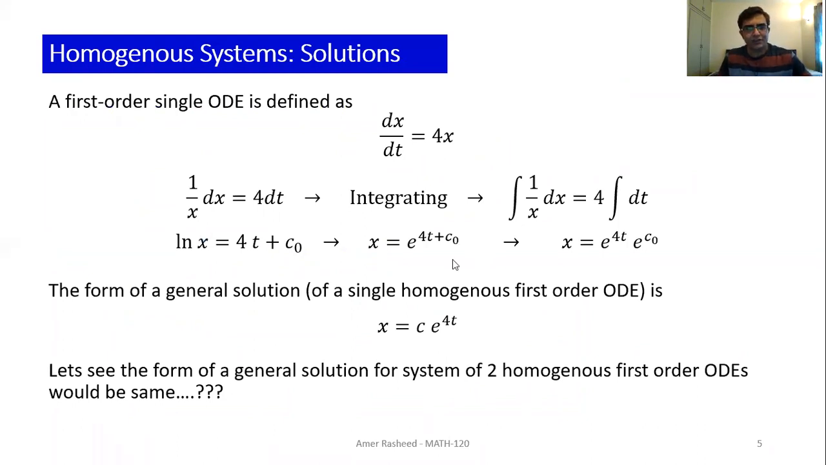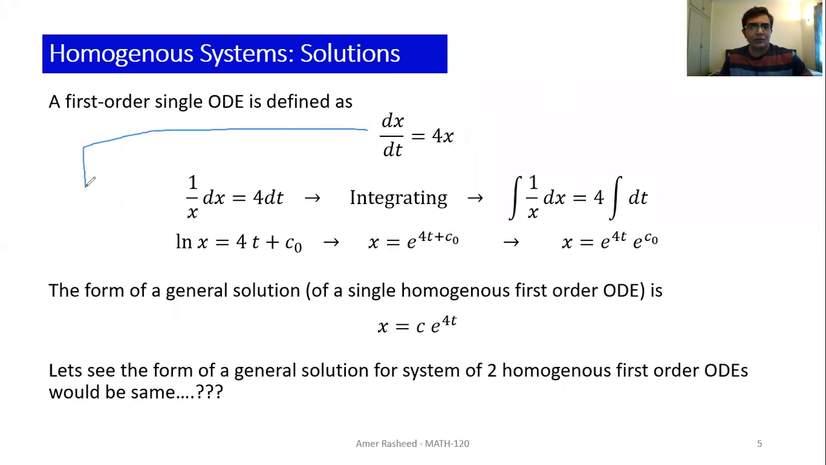If I start with a single equation, a single first order homogeneous linear differential equation, you can see that this is a single equation: dx by dt is equal to 4x. This is homogeneous and this is again linear because x is to the power 1 on both sides. How do we solve this first order homogeneous differential equation? We can separate its variables, or we can use the technique for linear equations. Whatever technique you use, we will get the same answer.